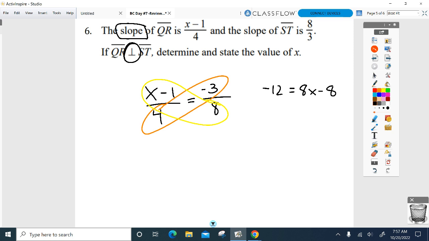All right, let your algebra skills take over. Add 8 to both sides. Divide both sides by 8. Yes, we get fractions in this class sometimes. It happens. Negative 1/2.